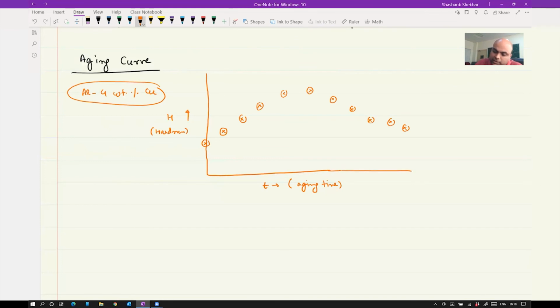Okay, now if I join this particular line, the curve is going to look similar to what we just learned about the variation of shear stress with respect to particle size. And this particular curve is known as the aging curve.